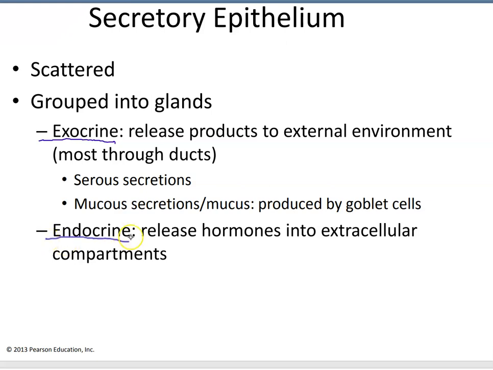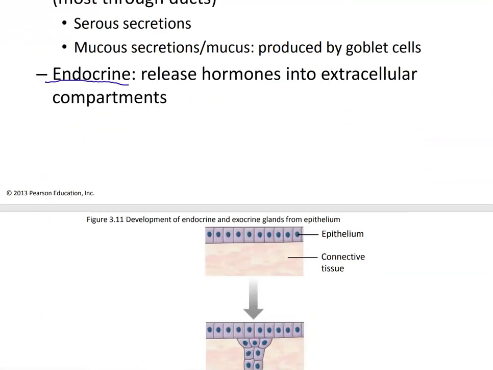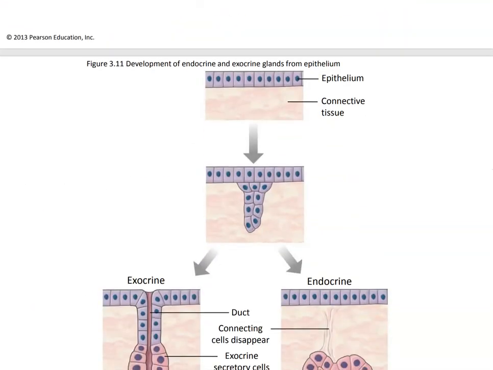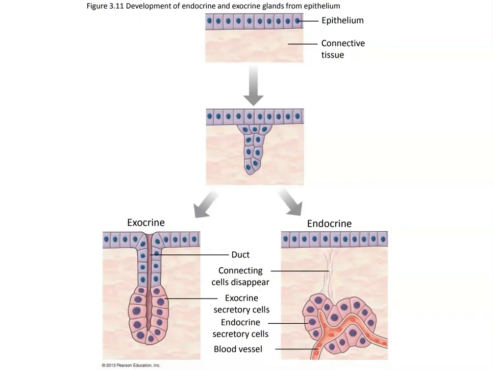Endocrine glands release their products directly into the blood. That's the big difference. So exocrine glands use a duct to deliver the materials, and endocrine glands release their stuff directly into the blood. Okay, so here, a little bit about glands, glandular tissue.